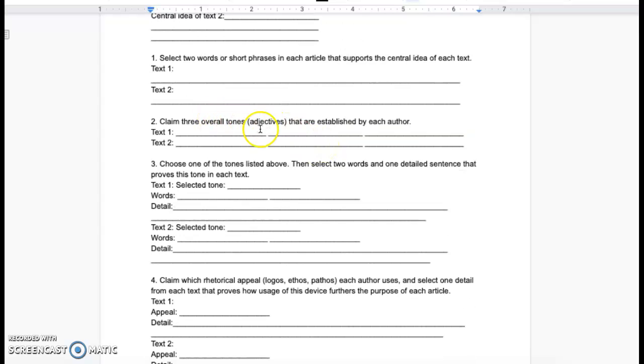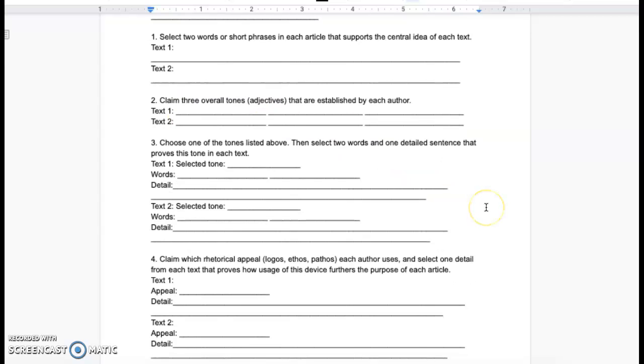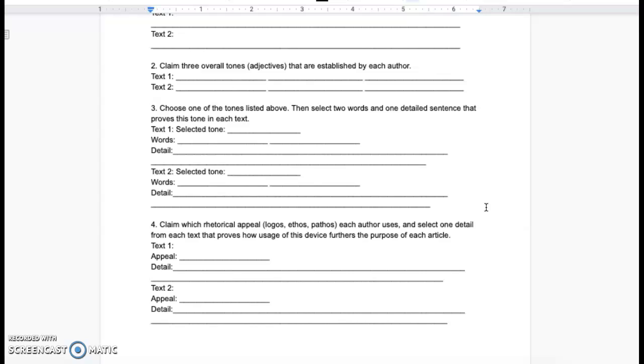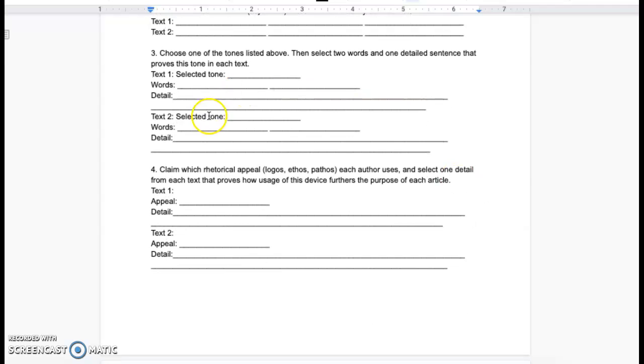Central idea again. You're looking for tone, right? What kind of adjectives are they using to express tone? You can look back at that list of tone that I have in the Prezi that I gave to you. Choose one of the tones listed above and then select 2 words in one detailed sentence that proves this tone in each text. So you're really looking at the composition right now. You are diving into it. And that's for each text.